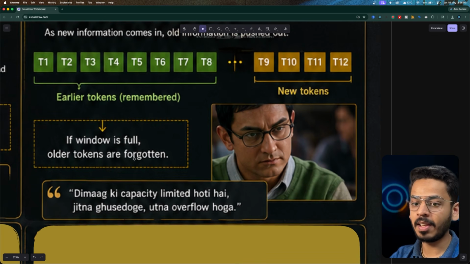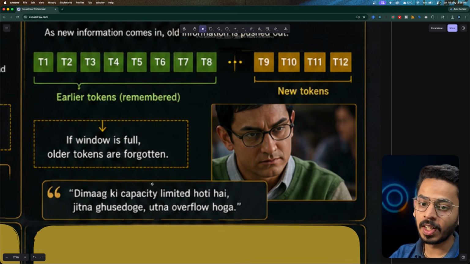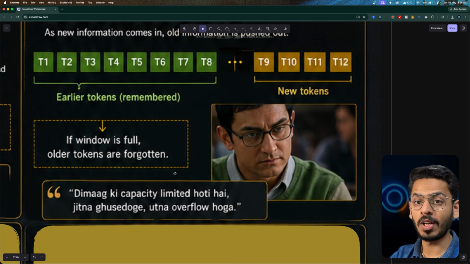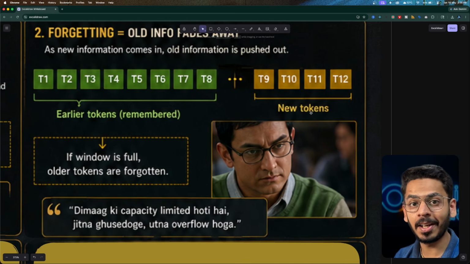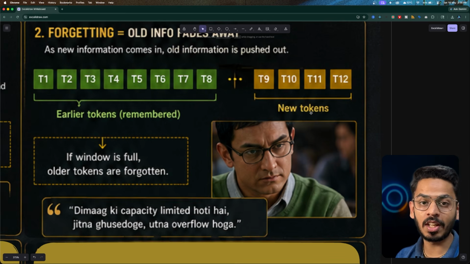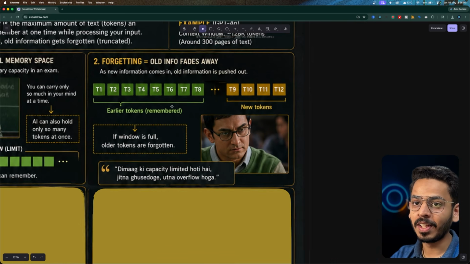And that's where we say दिमाग की capacity limited होती है. जितना घुसेड़ोगे उतना ओवरफ्लो होगा. And that's why you say a dialogue from कोई मिल गया, माँ मुझे कुछ दिखाई नहीं दे रहा माँ, because you don't have the information which was given to you earlier. And this is how the AI model would react.